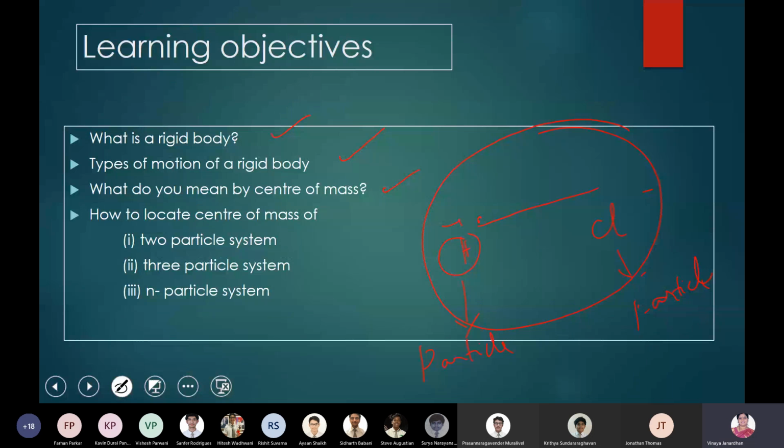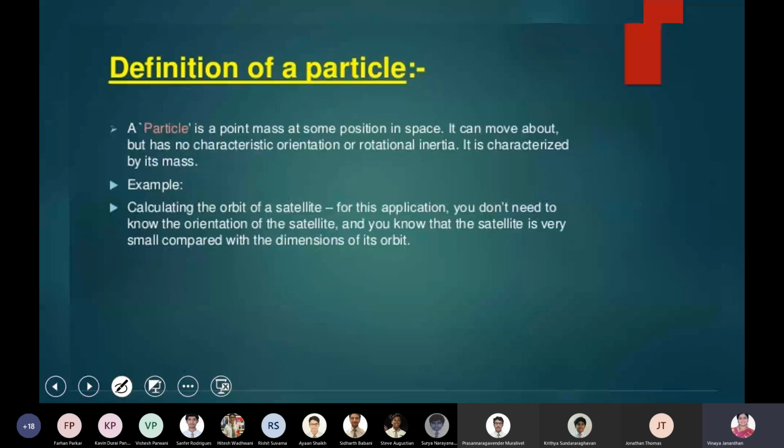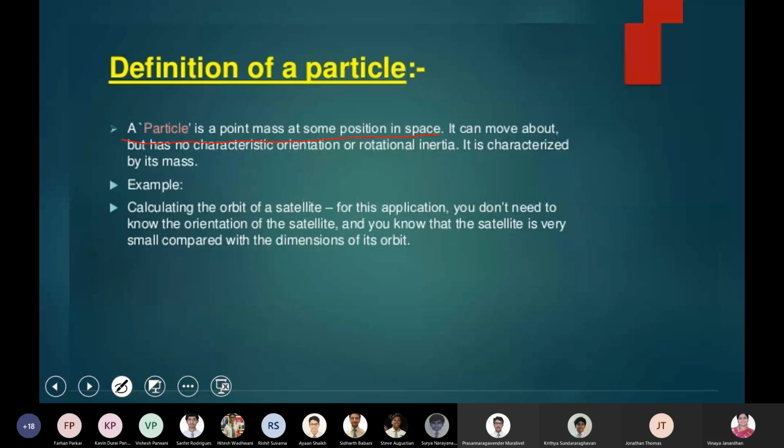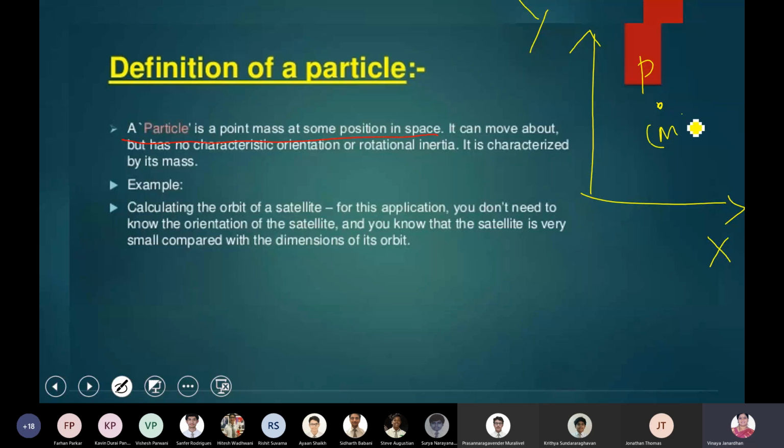Now, the definition of a particle is a point mass at some position in space. Suppose I have a particle moving along the xy plane, with mass m and position p. A particle is a point mass at some position in space. If it is in space, its position will be given by the x, y, and z coordinates.